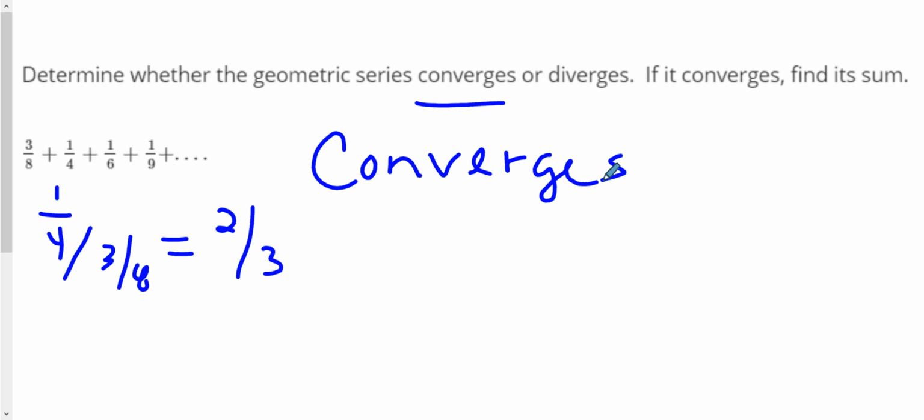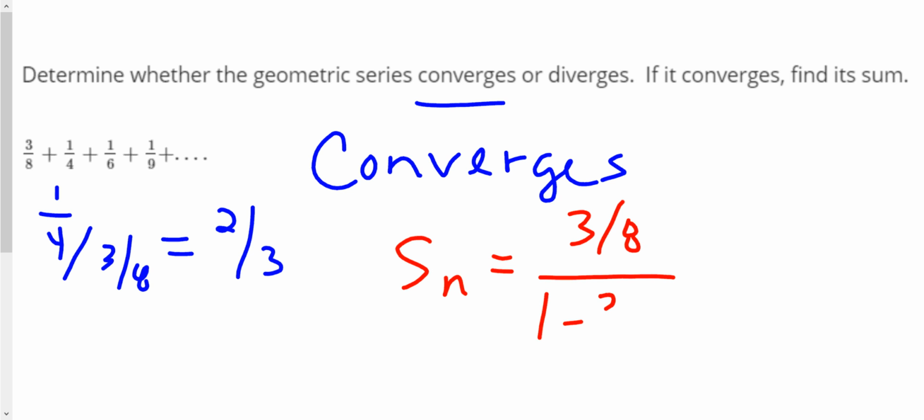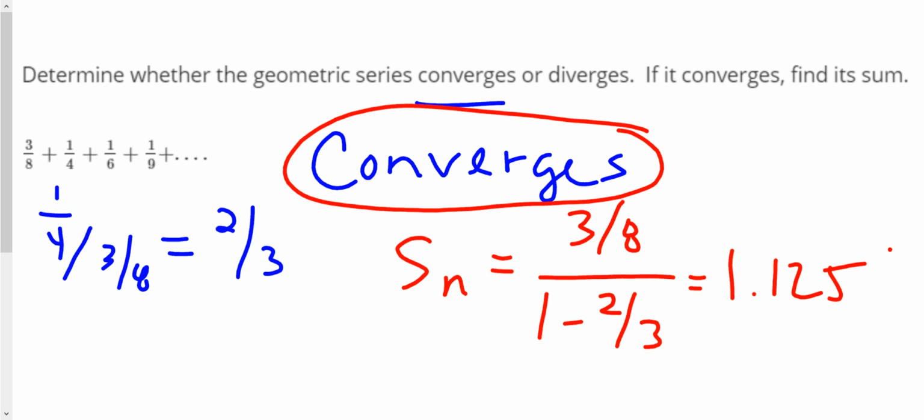Now it's going to be up to us to find the sum. So we're going to take that R value. So we're going to write 3/8, which is our a sub 1. We're going to then take that R value and subtract it from 1. When you do that, you get 1.125. You can leave it like that if you want. You can write it as a fraction if you want, either way, but we got converging, and here is our sum.